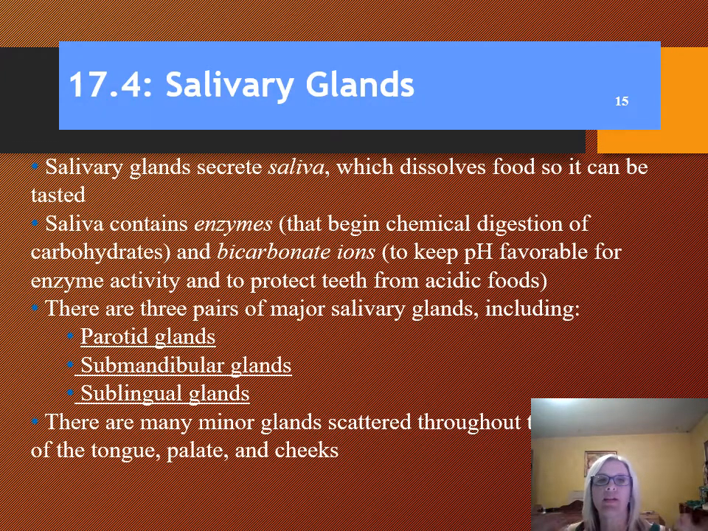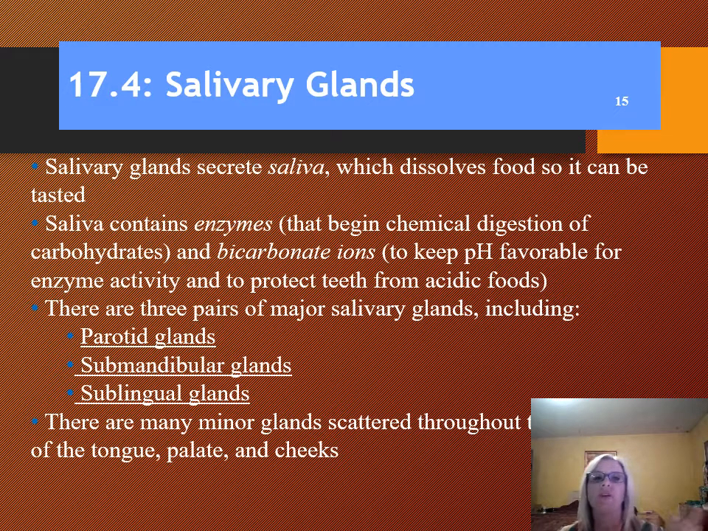All right, we're going to look at salivary glands. We have 3 pair of salivary glands. So pair means they're bilateral. They're on both sides, right? We have parotid, submandibular, and sublingual. Remember, sub means below. Okay, and we're going to look at the locations of these in another slide or two.